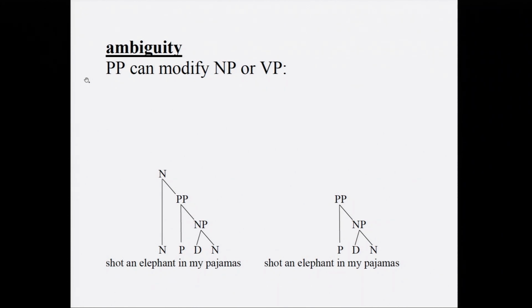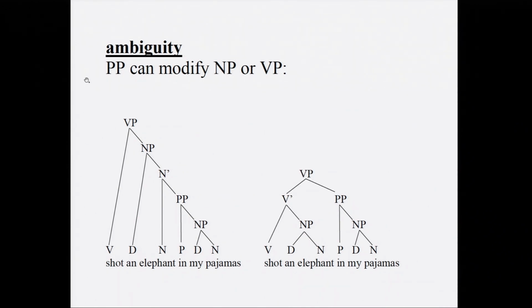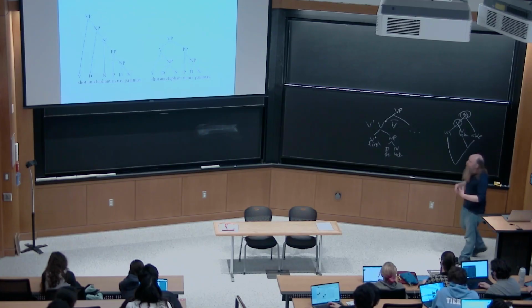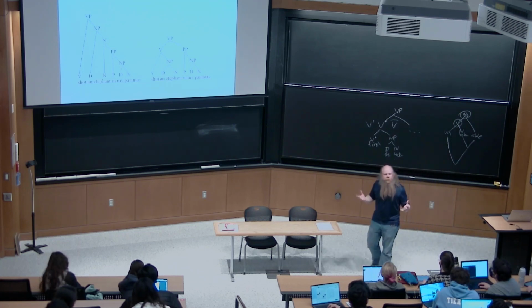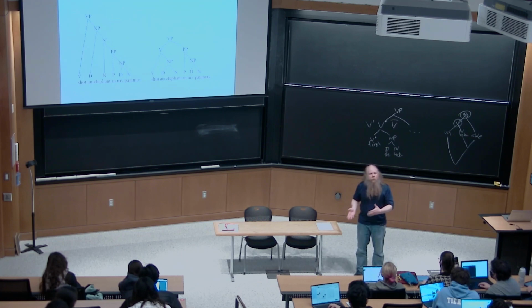The prepositional phrase in my pajamas could modify the elephant. That is, it could be that it was the elephant who was wearing the pajamas. Yeah? I shot an elephant in my pajamas. Or it could be that we put together shoot an elephant, and then we merge in my pajamas with that, right? So that in my pajamas is modifying the way in which I shot an elephant. That is, I shot an elephant while I was wearing my pajamas. So I shot an elephant in my pajamas. It's an ambiguous sentence. It could mean either I was wearing pajamas or the elephant was wearing pajamas.